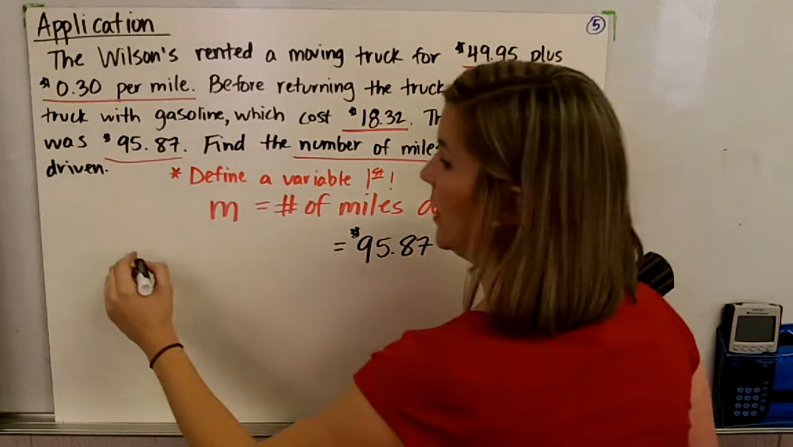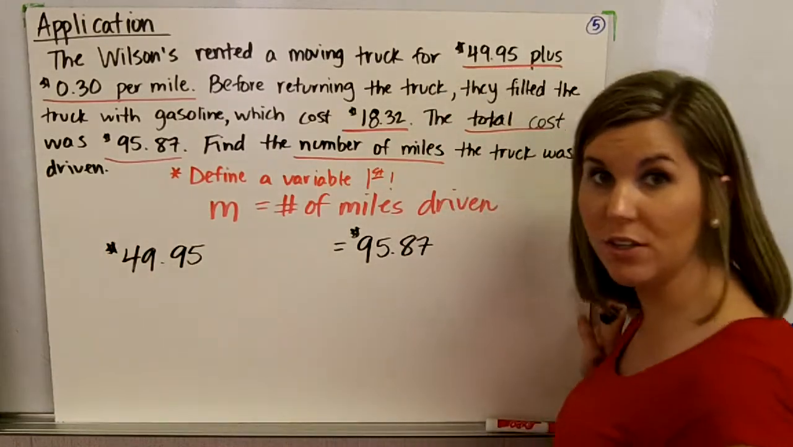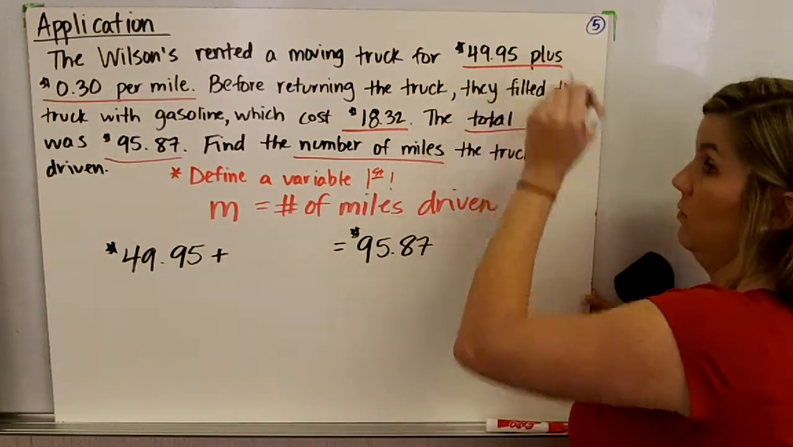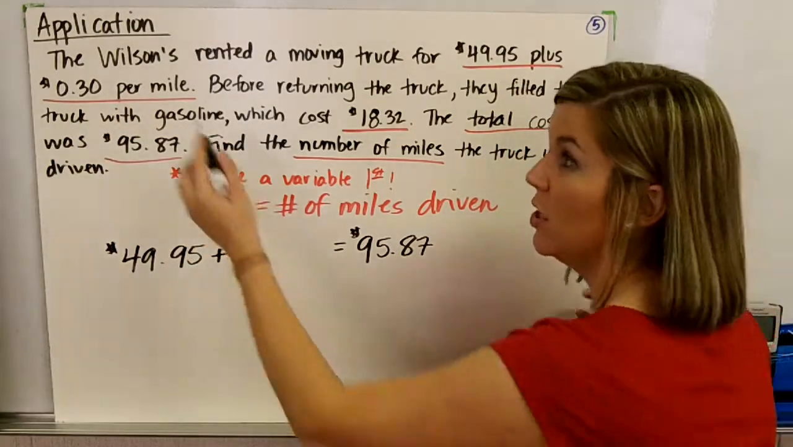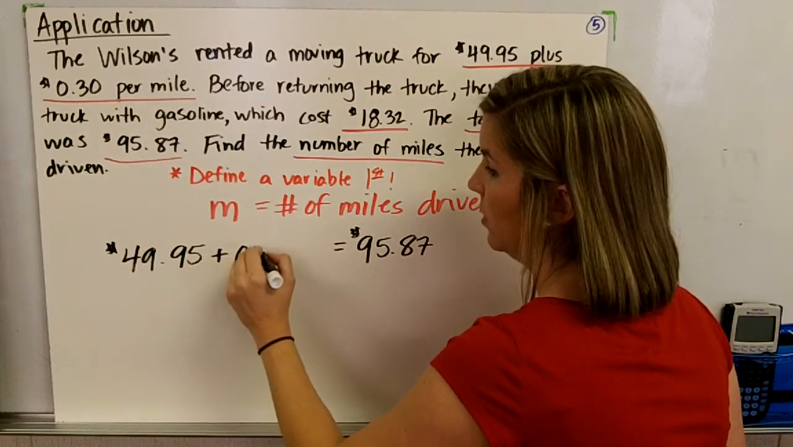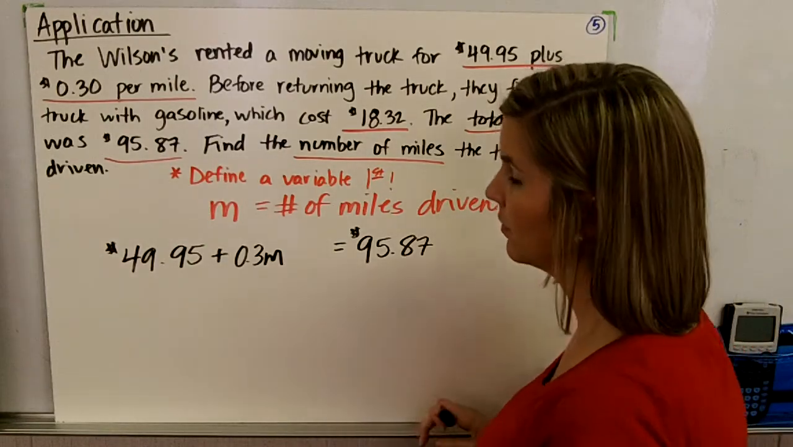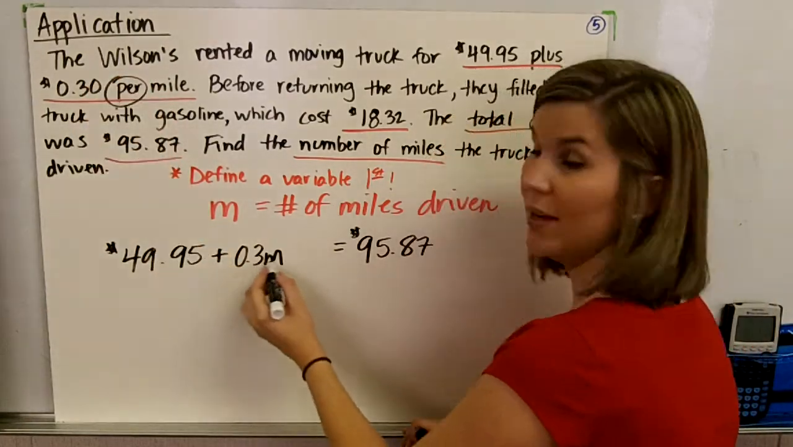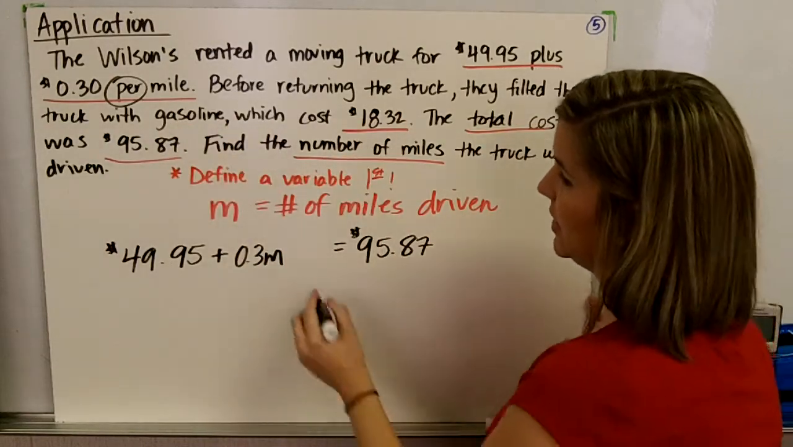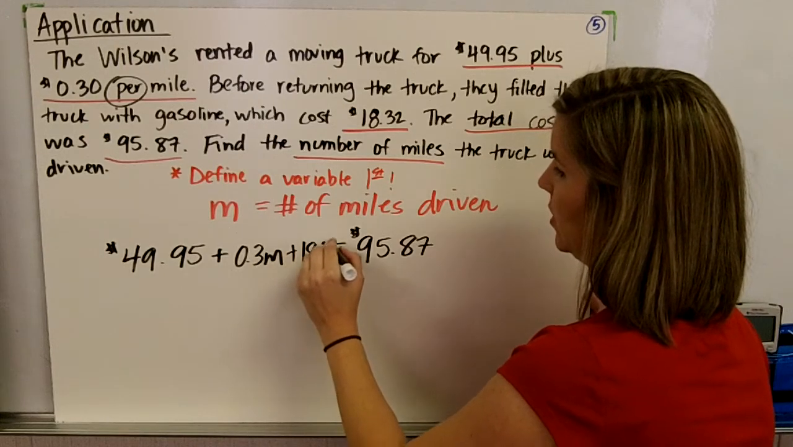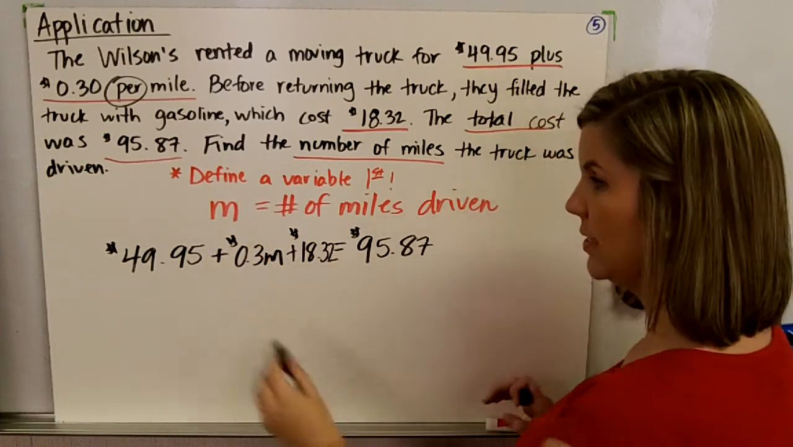Initially, they paid $49.95 just for renting the truck, plus 30 cents per mile. So miles is M, so 30 cents per mile. That's 0.3 M or 0.30 M. Per means multiply, so that's how I know to multiply here. And then they filled the truck with gasoline, which cost $18.32. So plus $18.32. All right. So here's our equation.